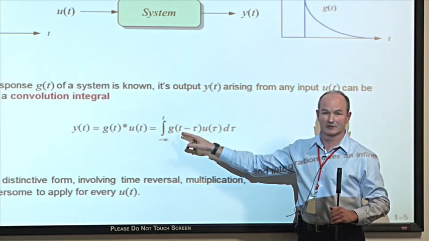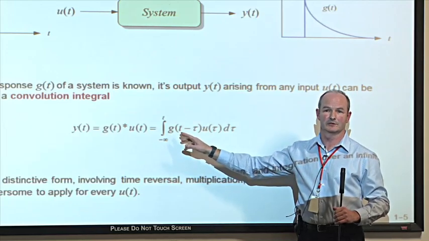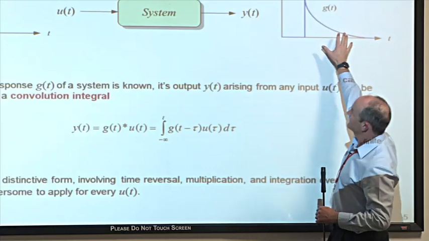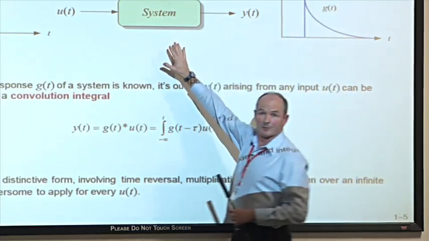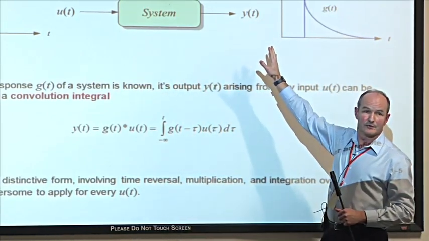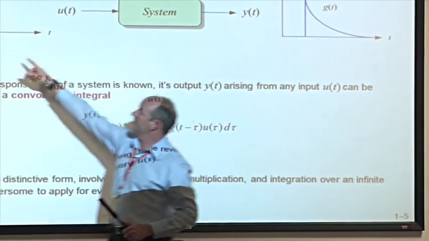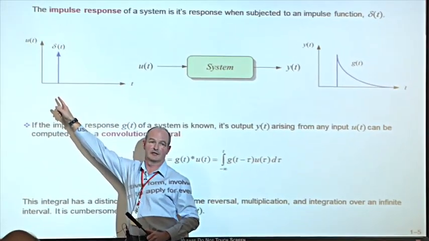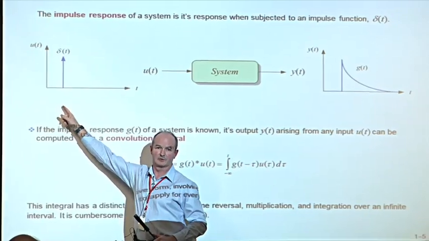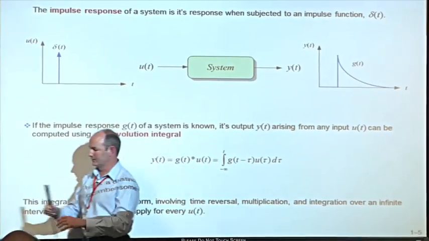Now, this function is a special function. It's called the impulse response of the system, this thing. It's the response that the system would give if we were able to provide it with a specific type of input called a delta function, sometimes called a Dirac function. It's a delta function, I'm going to call it.